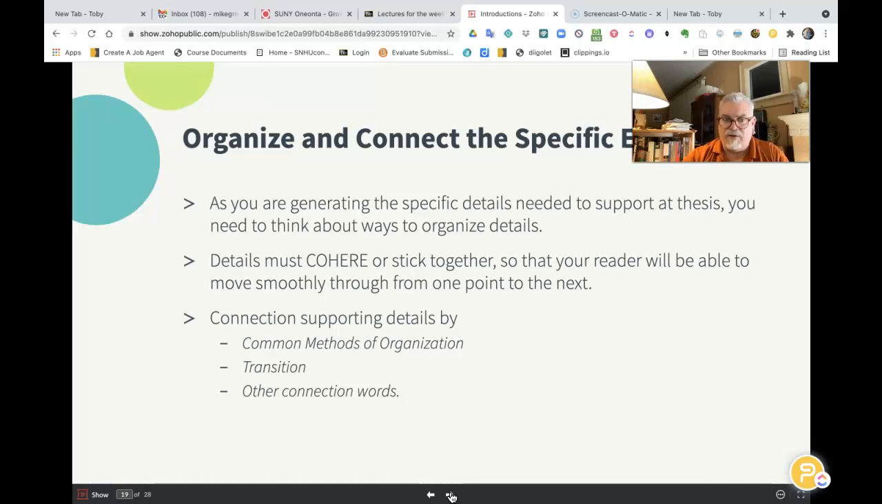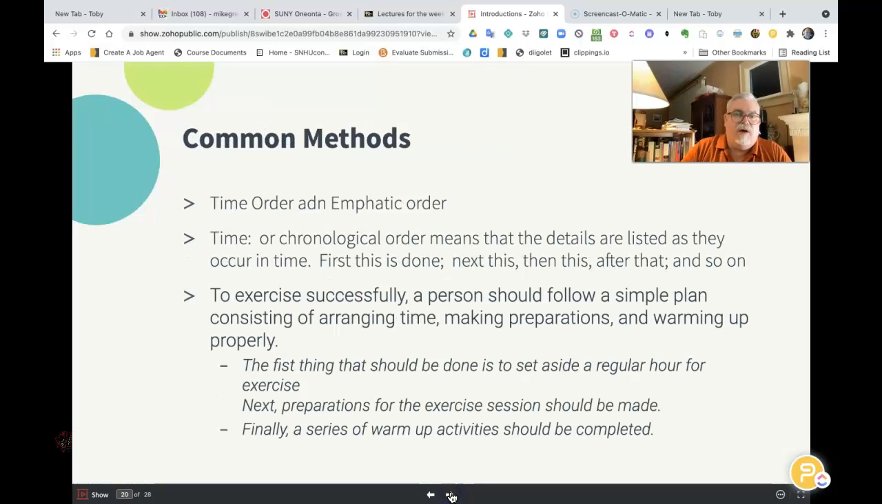Common supporting details, okay? There are 3 things that we're going to talk about. Here are some of the common ones that are going to help you. And these 3 things, of course, are common methods of organization, transitional phrases, and of course other connecting words, which are going to help develop this in important ways, okay? For example, there are certain kinds of specific details that you're going to want to have in order to have enough adequate detail, okay?